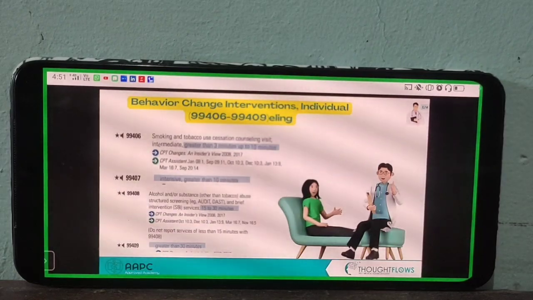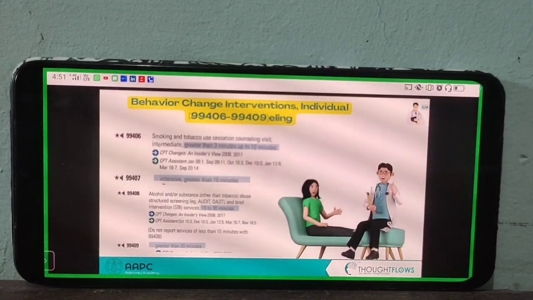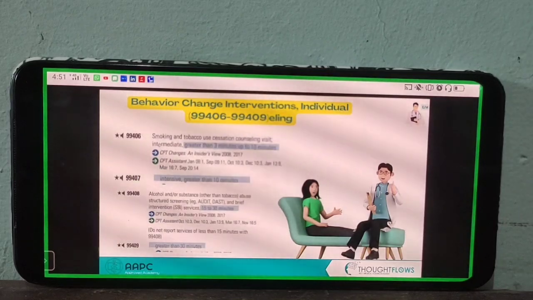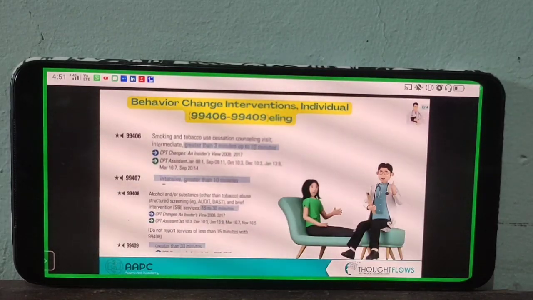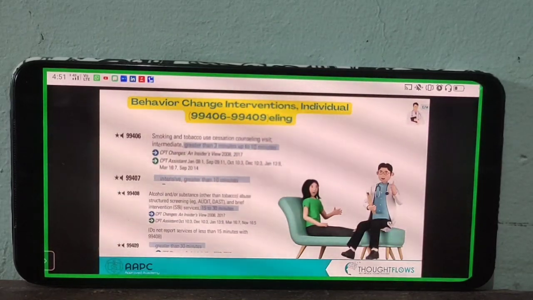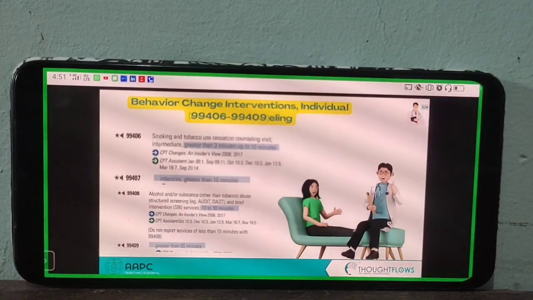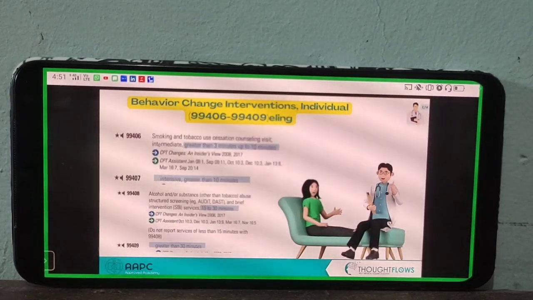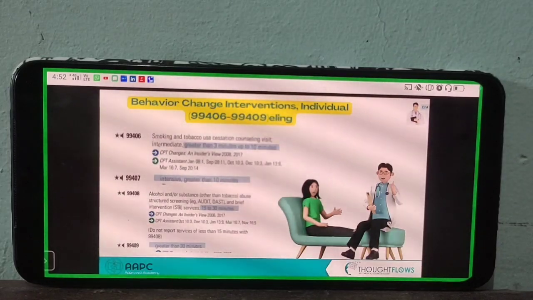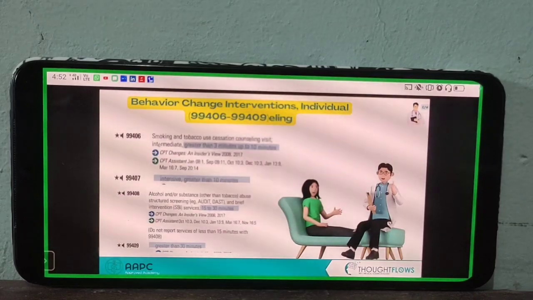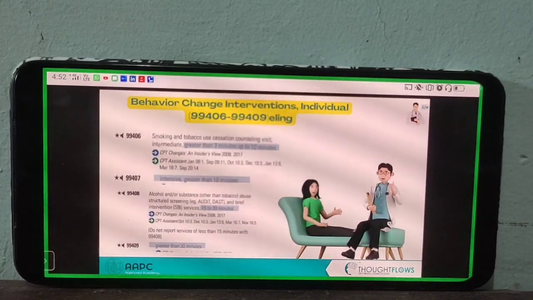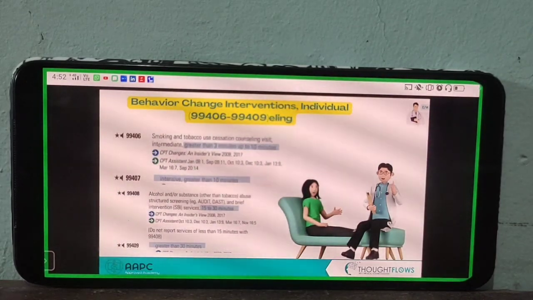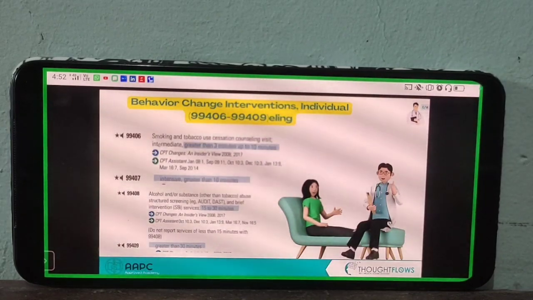Alcohol, same like that. 15 to 30 minutes, 99408. Greater than 30 minutes, go for 99409. So all of these 4 code sections are for individual counseling. Ma'am, these codes have the star and audio symbol near them. Does that mean these codes are applicable only for tele-counseling? Not only; the same code can be performed in-person as well as by phone call.